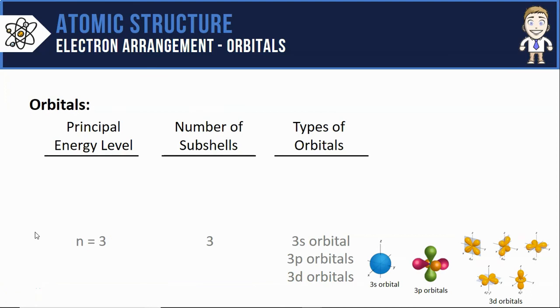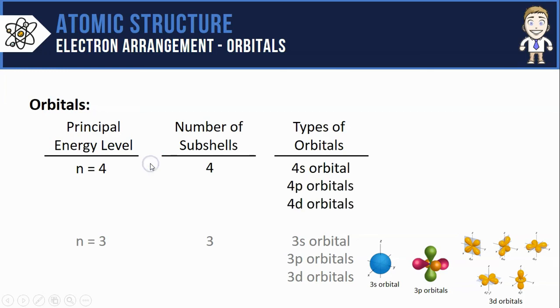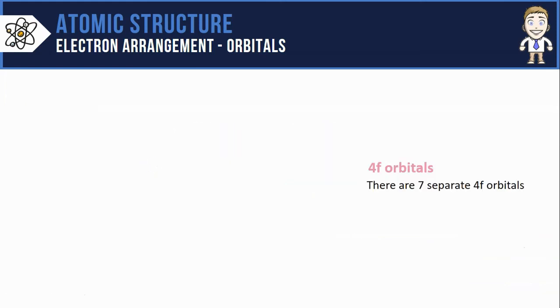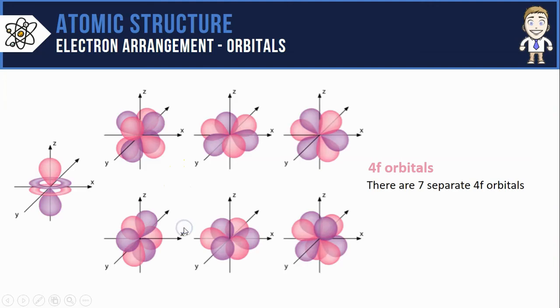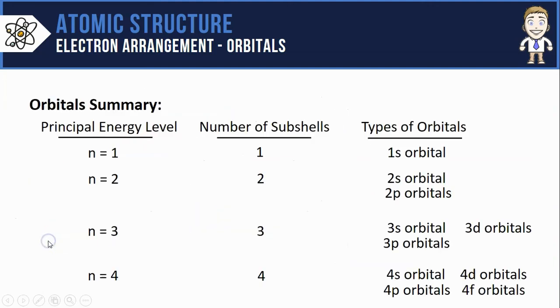Let's close out the video looking at the 4th energy level, although by now you should be able to predict most of what you'll see here. The 4th energy level has 4 different subshells: the 4s, the 4p orbitals, the 4d orbitals, and our new additional type called the 4fs. There are 7 of those 4f orbitals, and they're the most complex of all. Here's a nice visual of all 7 of the 4f orbitals.